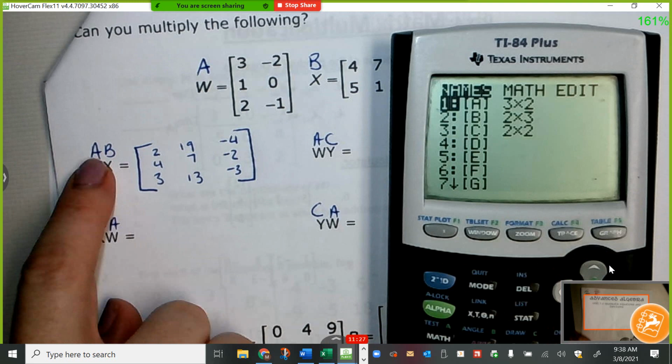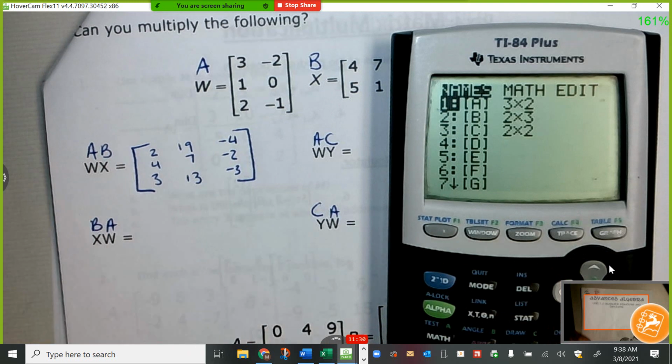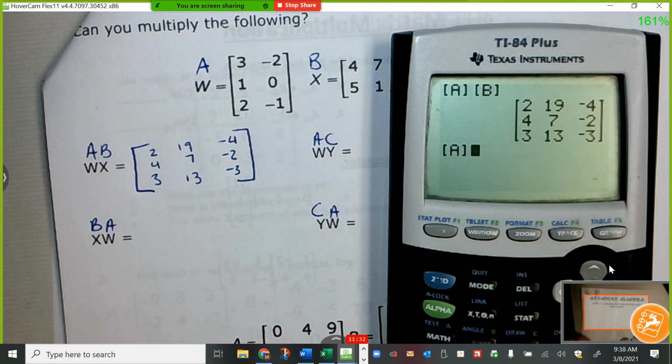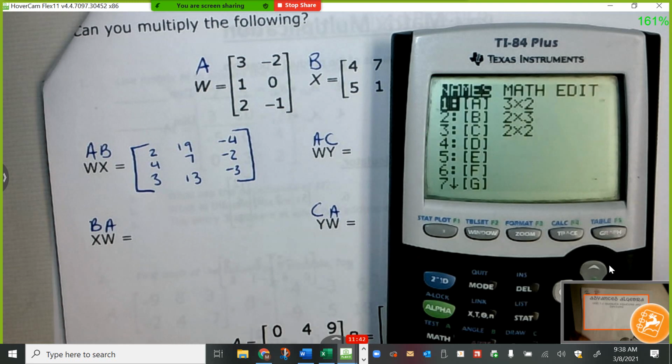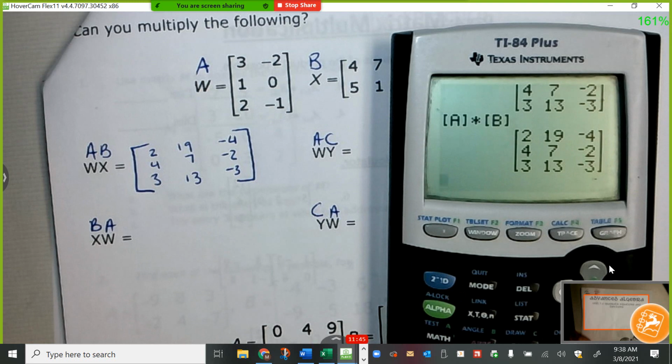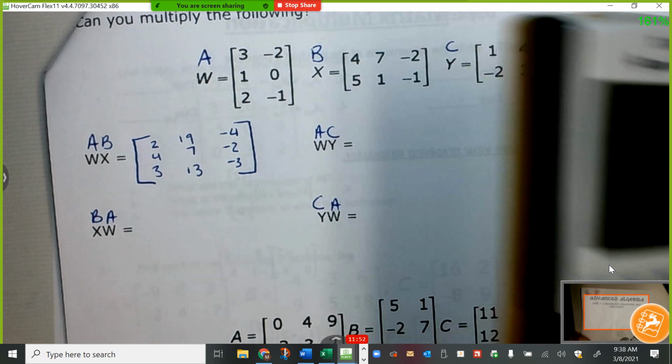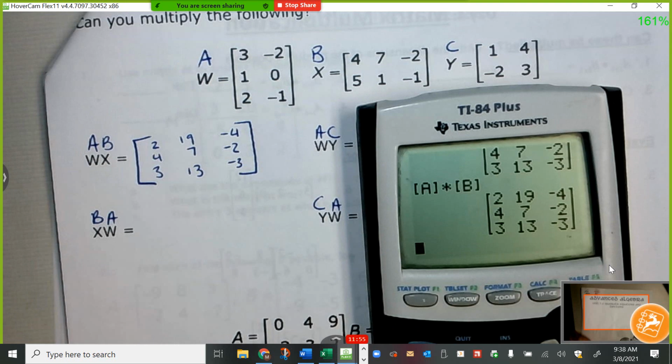This is an A times B, W times X. So I hit enter on A under names because I'm not editing anymore. Now I'm using them. And then you can put a times. You don't have to. Remember, no symbol is the same as multiplying. Second matrix, I scroll down to B and I press enter and then press enter again. So all I'm doing now is pulling up the matrices that I've already typed in there. And the cool thing is this is 6 problems and I typed those 3 in. I don't have to retype anything. I'm just going to literally type multiplication a couple times. Okay? Did everybody figure that out?